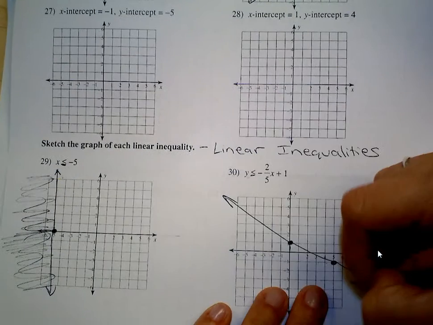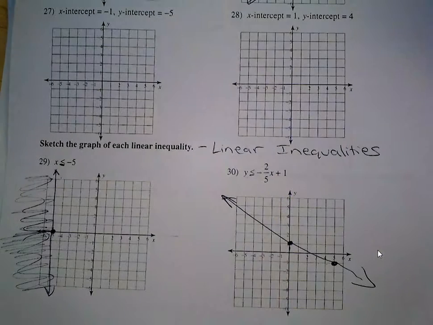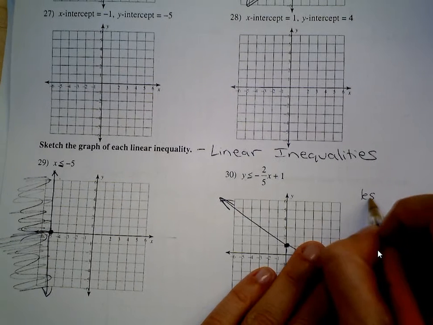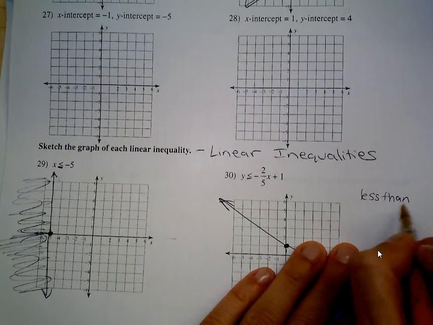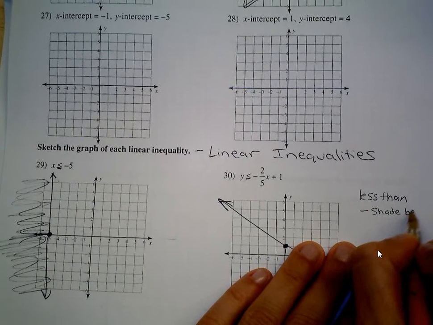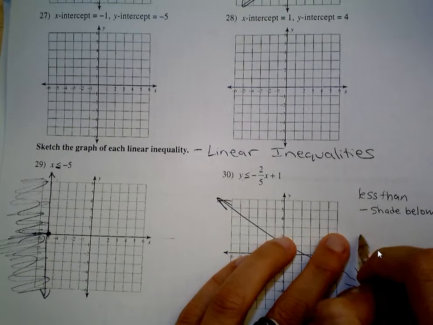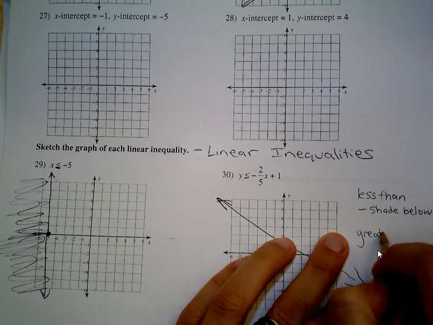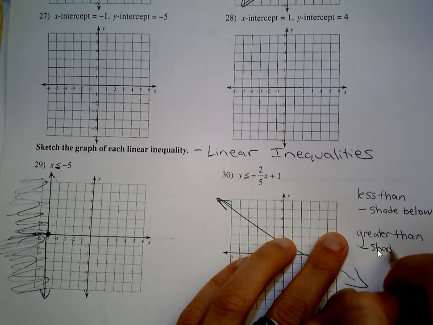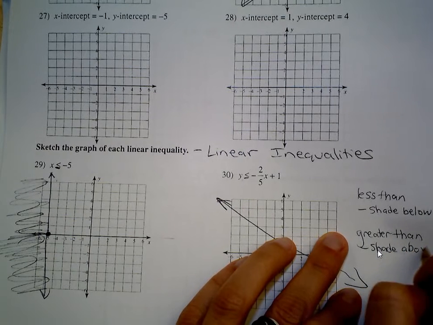Now, I'm going to have shading because it's an inequality. It says less than. If it is less than, that means you shade below the line. If it is greater than, that means you shade above the line.